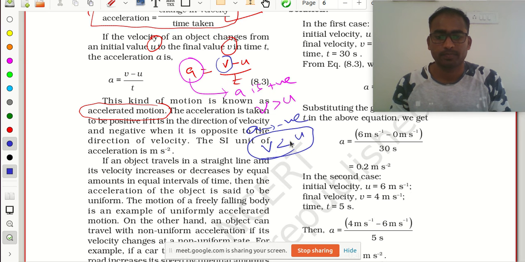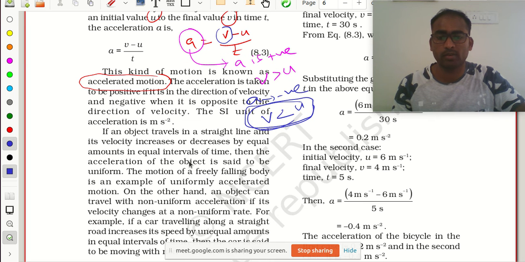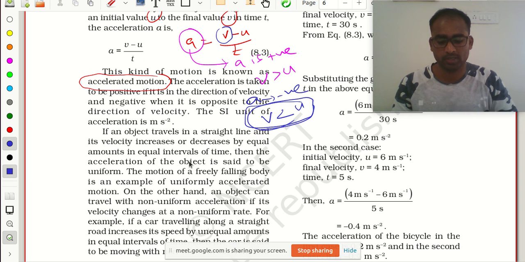So here, these are the two cases. When our final value is less than our initial value, then our acceleration is negative. And when our final value is greater than our initial value, then I can say it is positive acceleration.